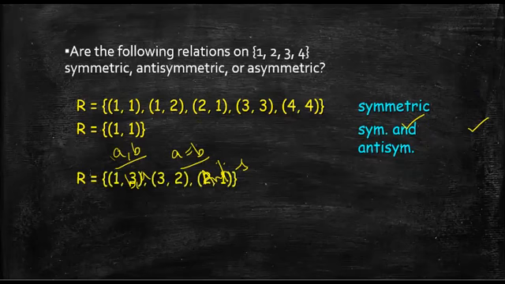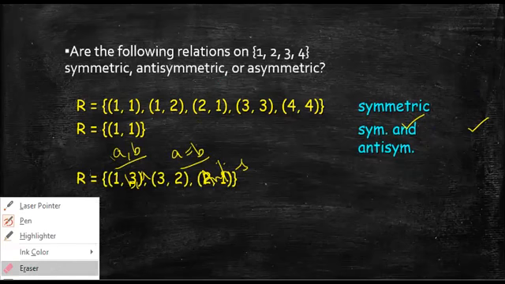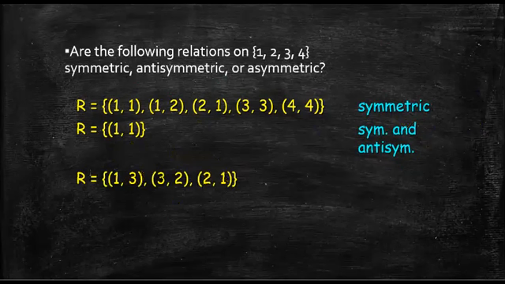Then the next is (1, 3), (3, 2) and (2, 1). In this case, we have (1, 3). Do we have (3, 1)? No. So we don't have it, let's write it over here: no (3, 1). Okay, so it is not symmetric.